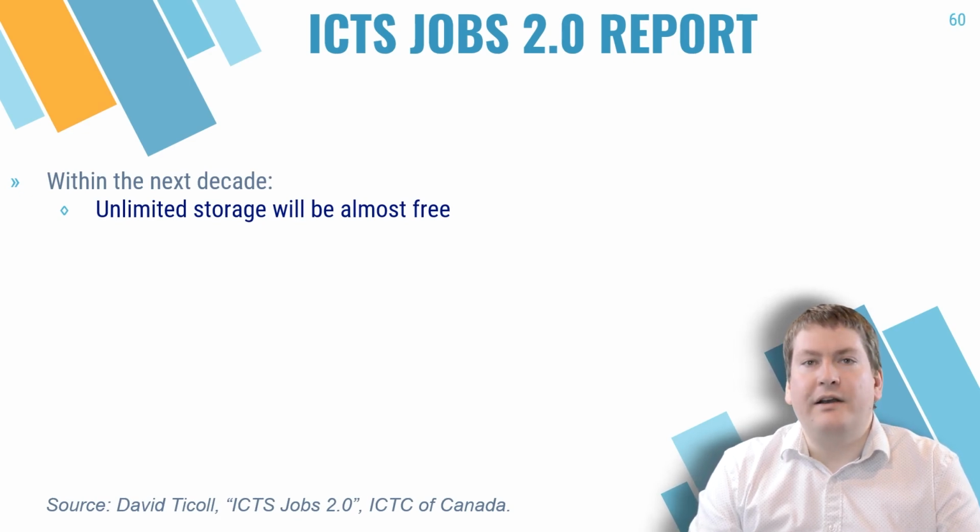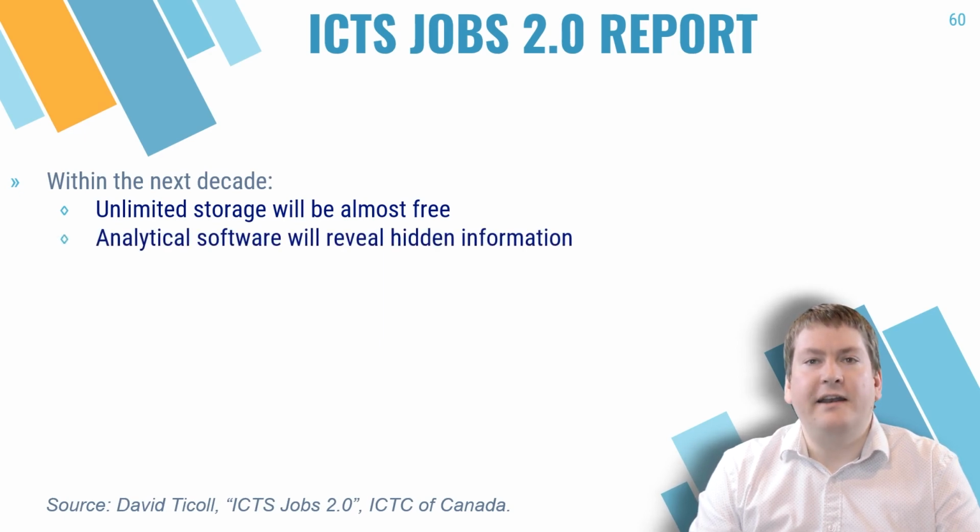And that brings us to our next prediction, that analytical software will reveal hidden information. That is to say that new technologies like machine learning will be able to process massive data sets and produce information and insights into things like customer behavior and preferences that were not possible to derive in the past. We talked about information being one of the most important commodities for business. By changing how we gain information, we change how we make decisions and run business.